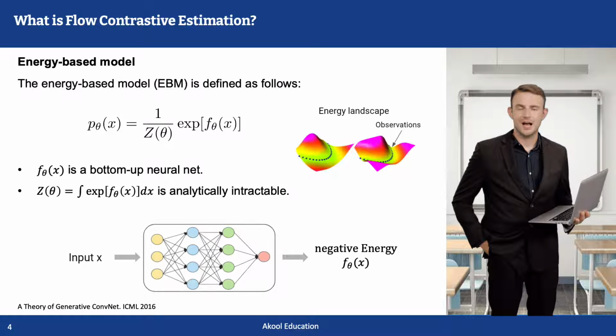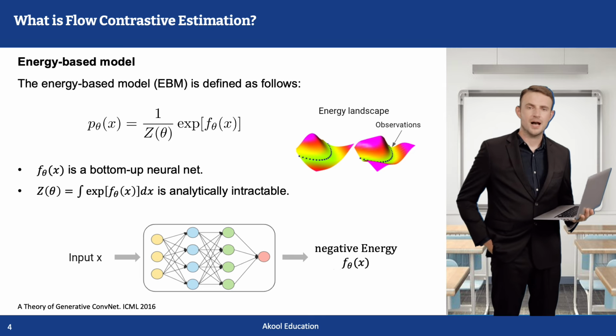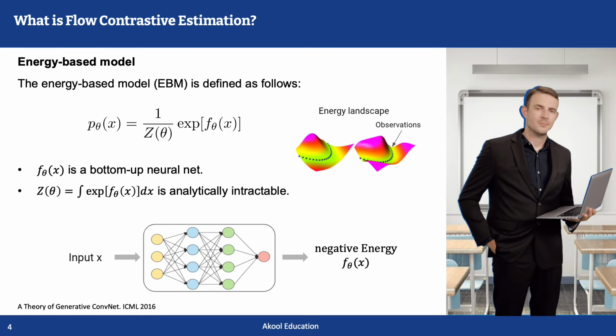The function f of x is parameterized by a bottom-up neural network, while z is analytically intractable, making the energy-based model an unnormalized probability density. The training objective of the energy-based model is to learn a scoring function f of x that assigns low energy to observed examples and high energy to unobserved ones.